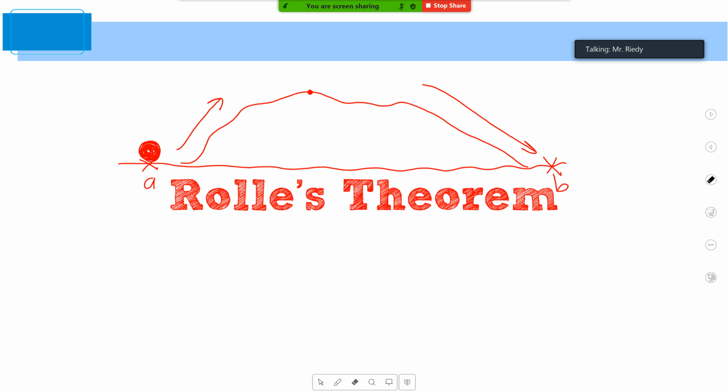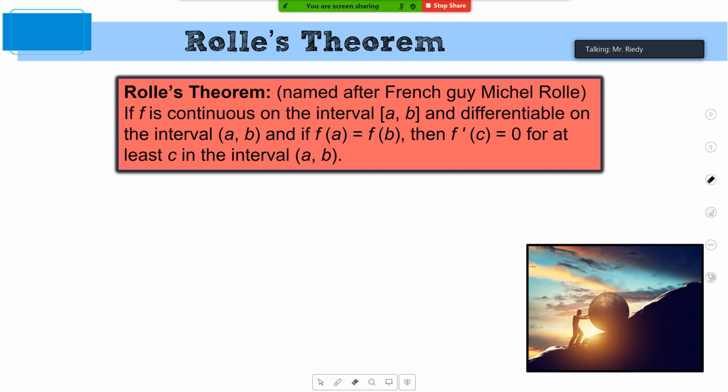Let me review a couple important points. We have to start and stop at the same level. As we roll the boulder up the hill, somewhere along the line I'm going to hit the top of the hill, and then come back down to the ending point at B. If you understand that, Rolle's theorem should be pretty easy. It's named after a French mathematician named Michel Rolle. But we're also talking about rolling a boulder up a hill, so hopefully that will help you remember this. Here's the fancy calculus speak.